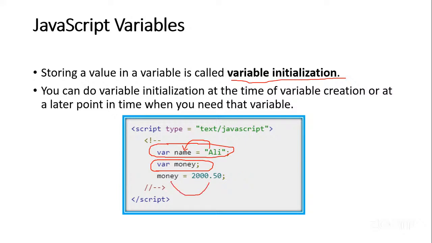Here also, it is the same thing. For the variable money, I am assigning some value. This is variable initialization. This other one is only a declaration, not storing any value. For that variable money, I am storing the value in another statement. So these two are valid. In the first case, declaring and initialization are done in a single statement. For these two, declaring is done in one statement and initialization is done in another statement. So these two methods are valid.